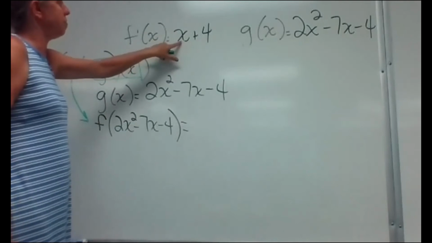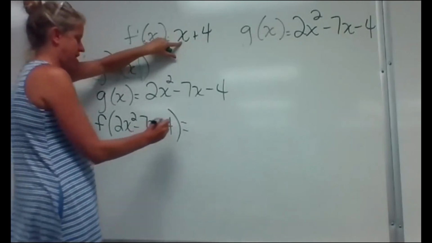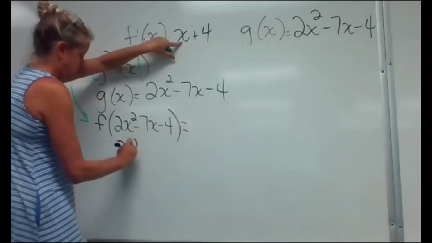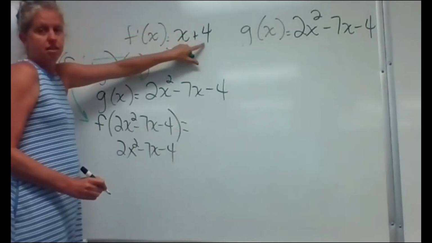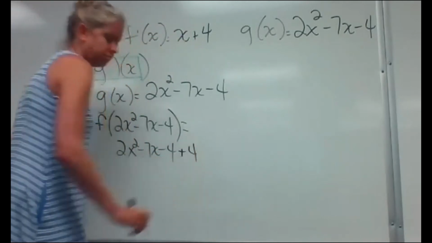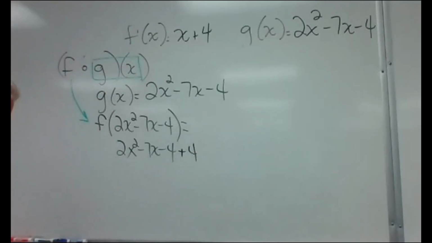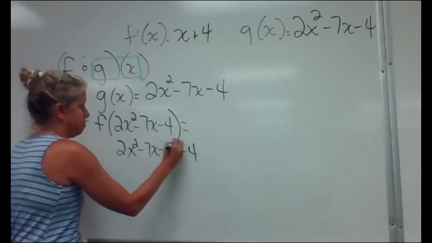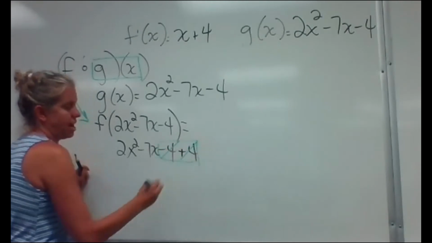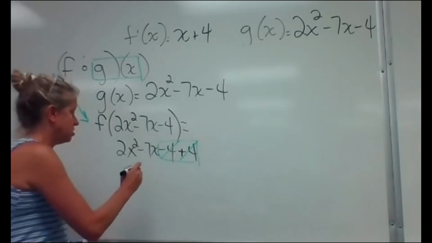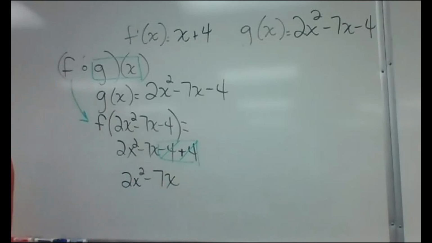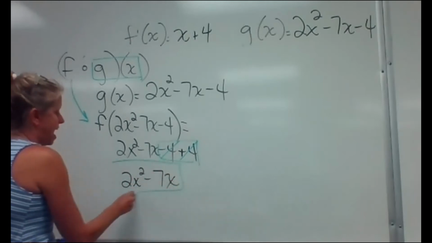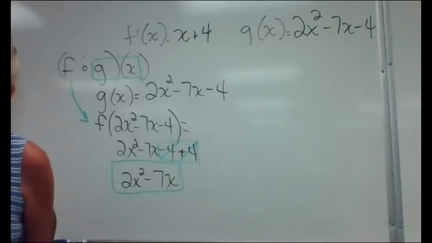So when I put everything in that parenthesis in place of this x, I start off with 2x squared minus 7x minus 4. So I replace the x. And then just bring down the plus 4. And I can clean that up a little bit, right? These two terms right here can combine. One's negative 4, one's positive 4, so they actually just cancel each other out. So all I'm left with is 2x squared minus 7x as that final answer. And then it's going to go ahead and ask you what's the domain of this.